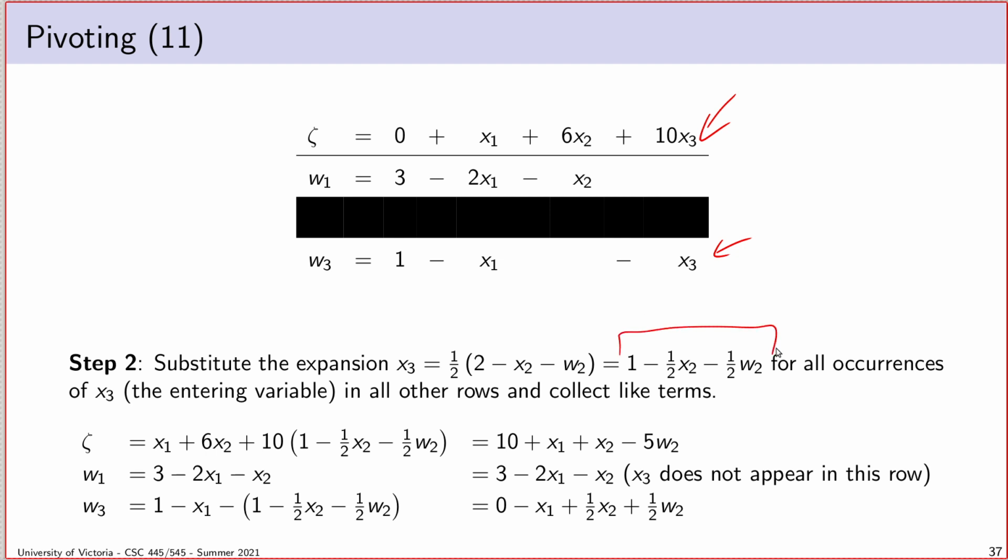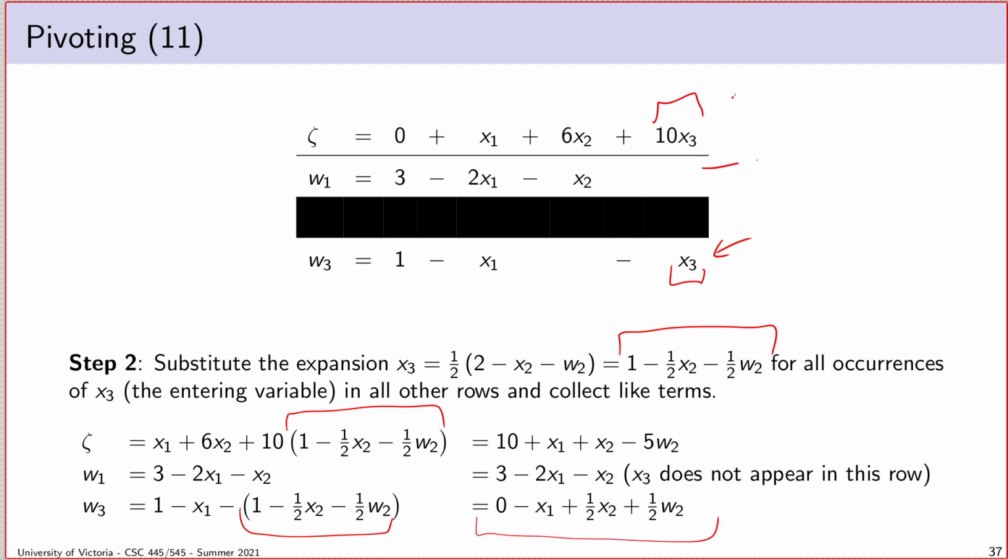So I know x3 equals this. This states x3 in terms of the other variables that I have on hand. And now I just sub that in. So I sub that into the objective function there, so that would be this term here, and I sub it into this thing in the row for w3. And then I collect terms, and I end up with these.